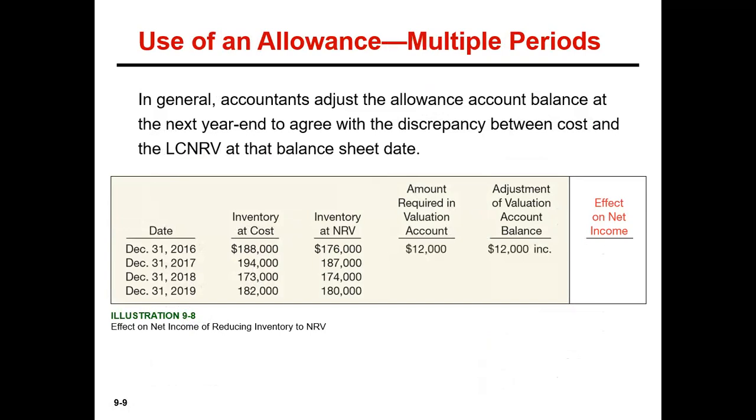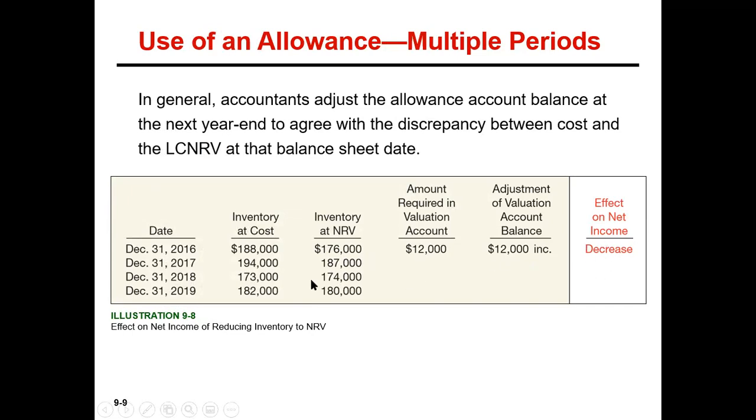So for example, if we had inventory cost of 188,000, inventory at net realizable value was 176,000, then we'd want $12,000 in that allowance account. And we would debit the loss, credit the allowance, right? And so because we're debiting the loss, that has a decrease on net income.